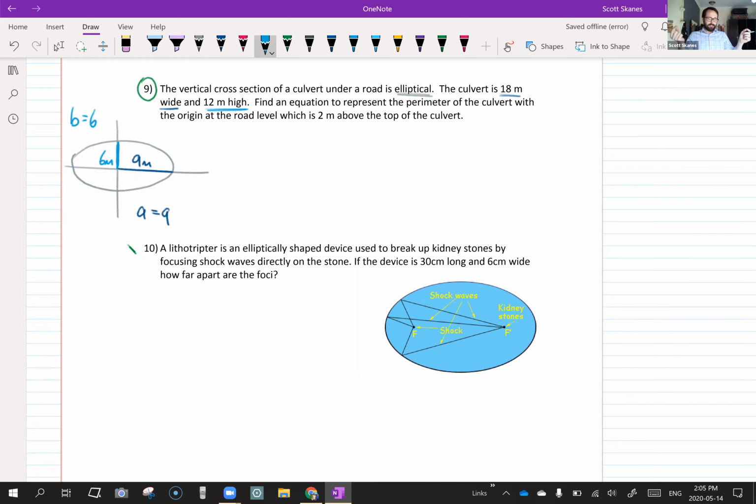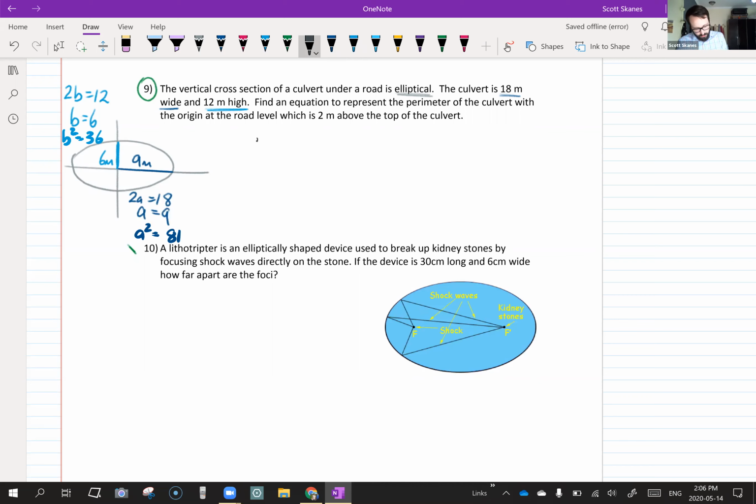The major axis in total is 18. Let me be clear here. If 2A is the size of the major axis, then A is 9. If 2B is the size of the minor axis, then B is 6. And so we'll use those to get A squared and B squared, which is what we always need from an ellipse. And we're done, actually. We're pretty much done.